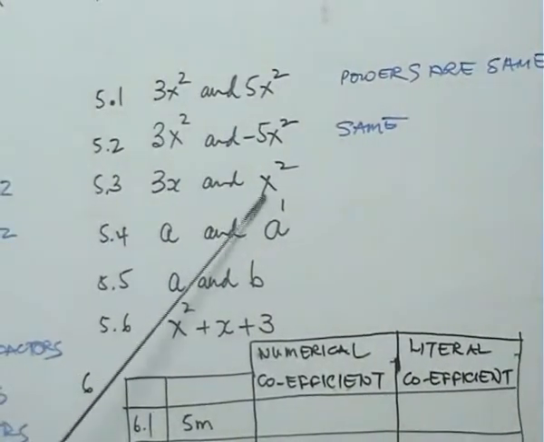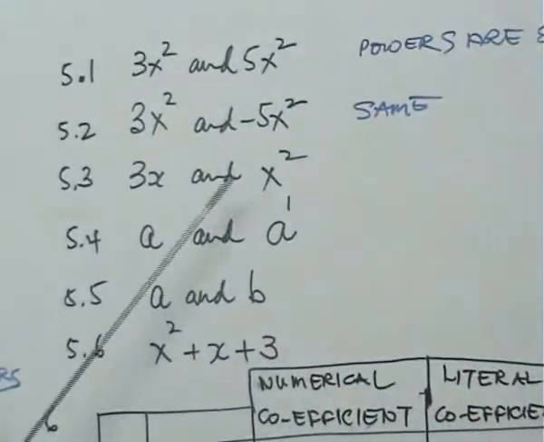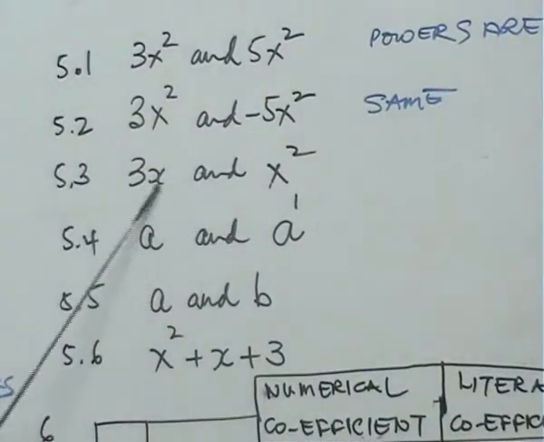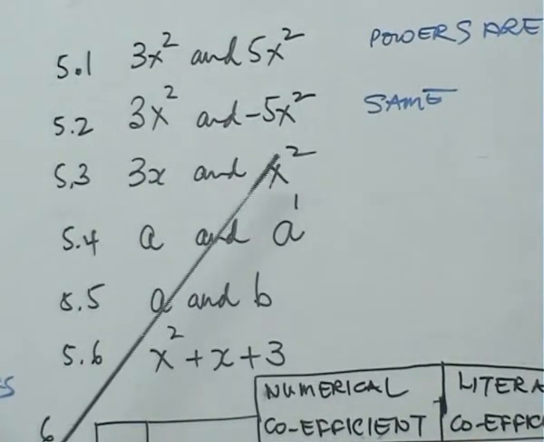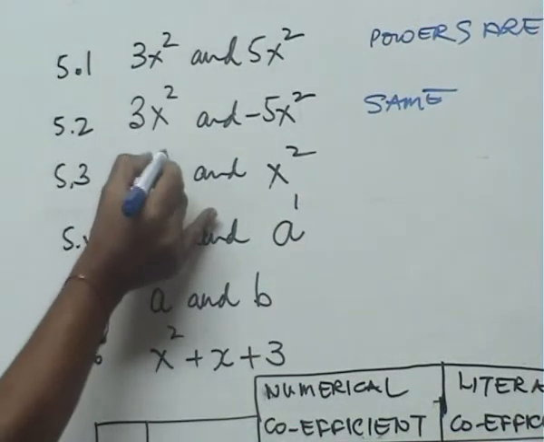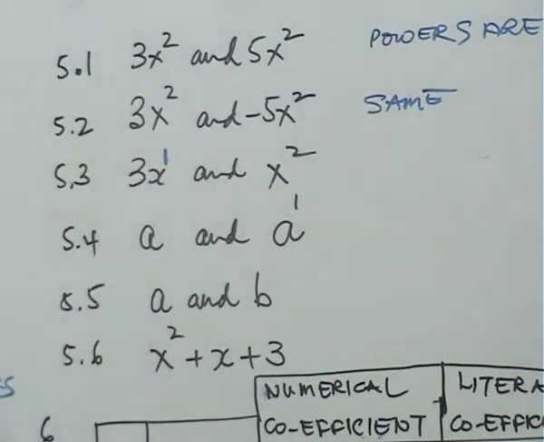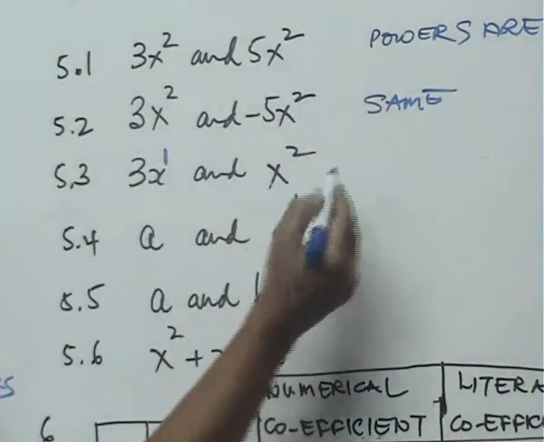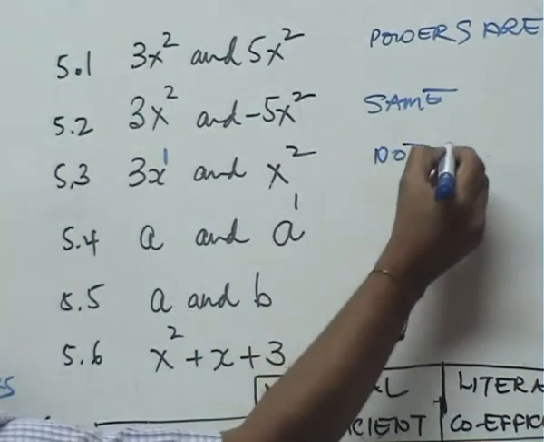The bases are the same. Never mind if I wrote them a little bit differently. They're both small letter x. The bases are the same. The index there is 2. The index here is understood to be 1. It is not written there, it is understood. So, although the bases are the same, the indices are not the same. Therefore, these powers are not the same.